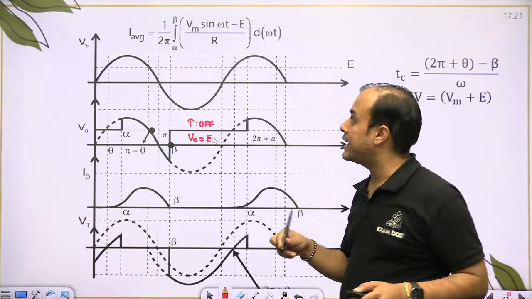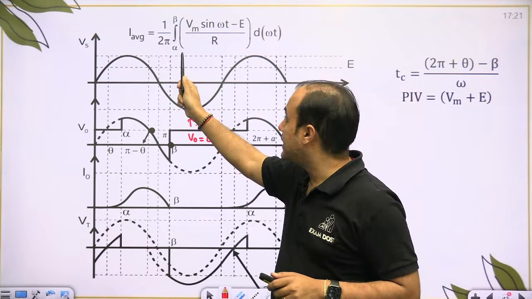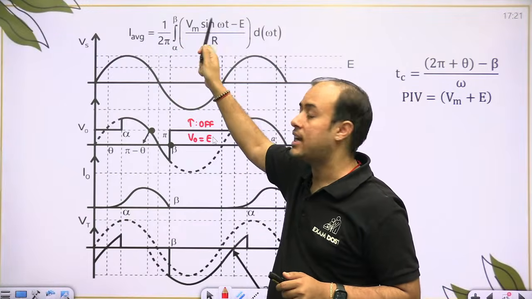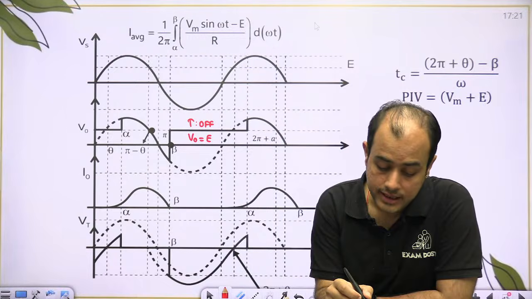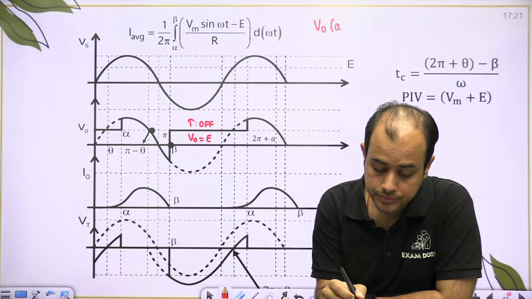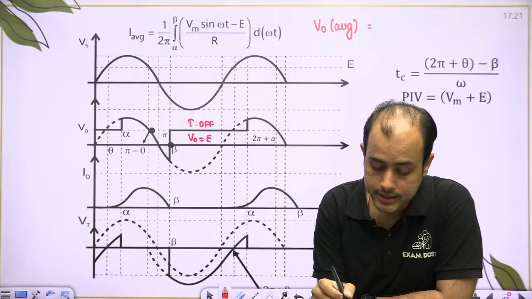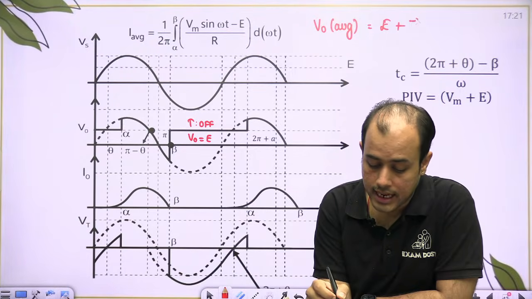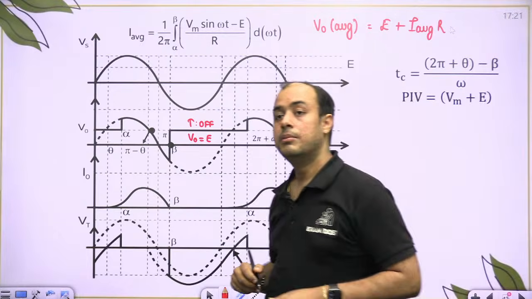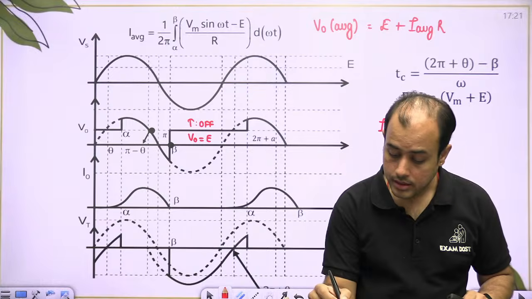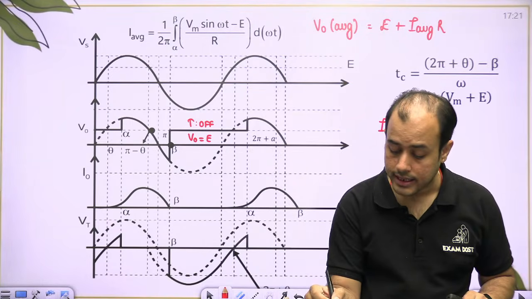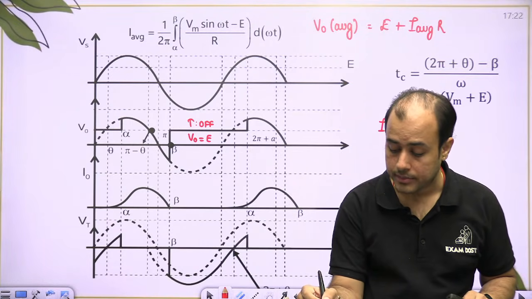Whenever the thyristor is off, V naught will be E. So now to find I average, the conduction is from alpha to beta, (Vm sin omega t minus E) by R, and then V naught average is E plus I average into R. But you cannot calculate I RMS. I naught RMS cannot be computed.